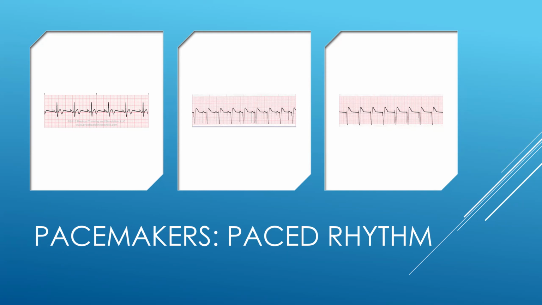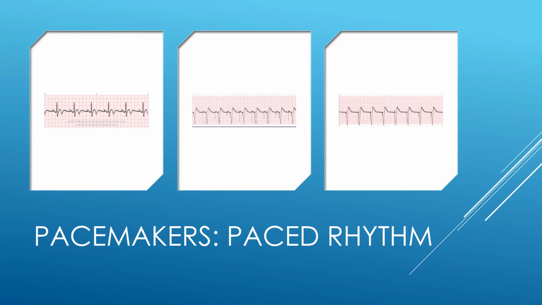Every pacemaker spike that we've seen so far has a complex following it. That means that there is capture. When the pacemaker fires, the heart is capturing that rhythm, so this is a good thing. And by the way, a QRS complex will be wider if a patient has a ventricular or an atrioventricular paced rhythm. We expect that.